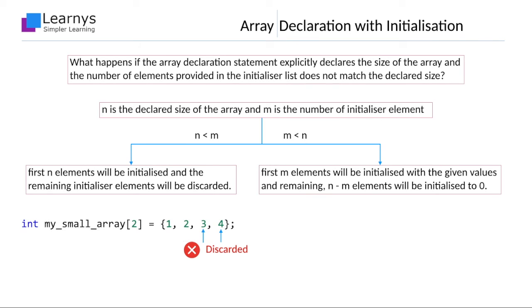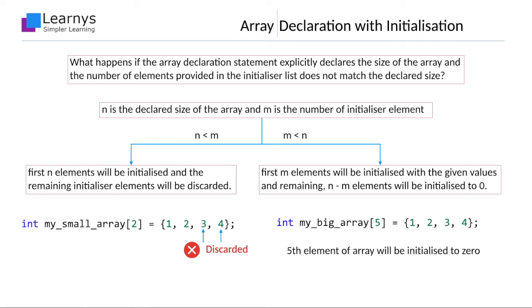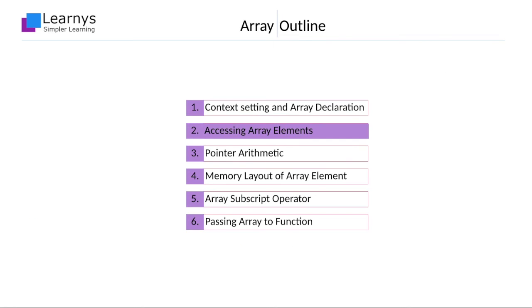If the number of initializer elements is less than the declared size of the array, that is, m is less than n, the first m elements of the array will be initialized with the given m elements and the remaining n minus m elements will be initialized to 0. In this example, myBigArray will be initialized with 1, 2, 3, 4 and 0. By now, we have covered the various styles of declaring a one-dimensional array. Once an array has been declared and defined, we can access or modify its elements. The next section deals with the syntax for accessing array elements.